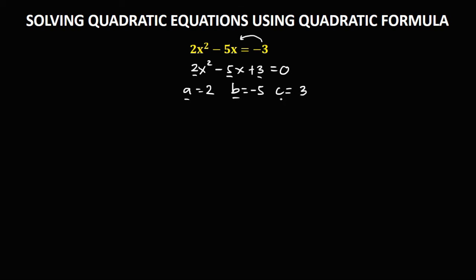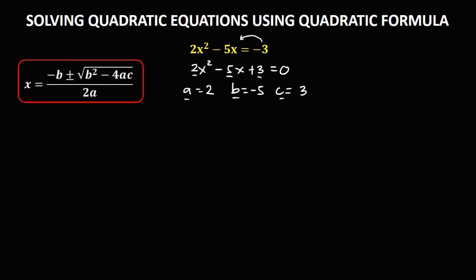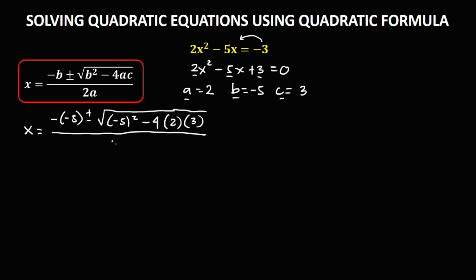Then substitute these values into this quadratic formula. So we have x equals negative b. Negative b is negative negative 5. Then plus minus the square root of b squared. So we have negative 5 squared minus 4 times a, which is positive 2, and c, which is positive 3, then over 2 times a, so 2 times 2.